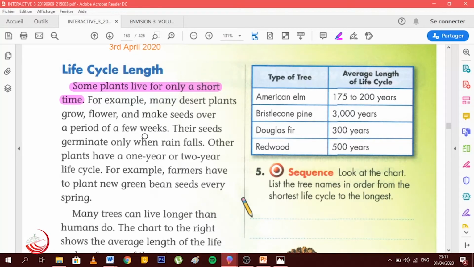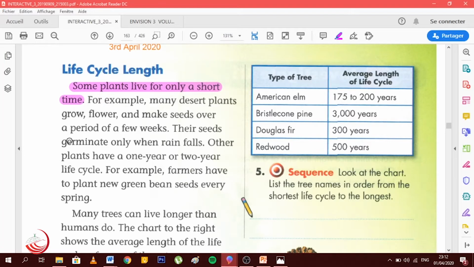So we see that some plants that grow in the desert can grow, make flowers, and also make seeds. All of that can be done in a few weeks, like 1 week, 2 weeks, maximum 3 or 4 weeks. So that's really short.